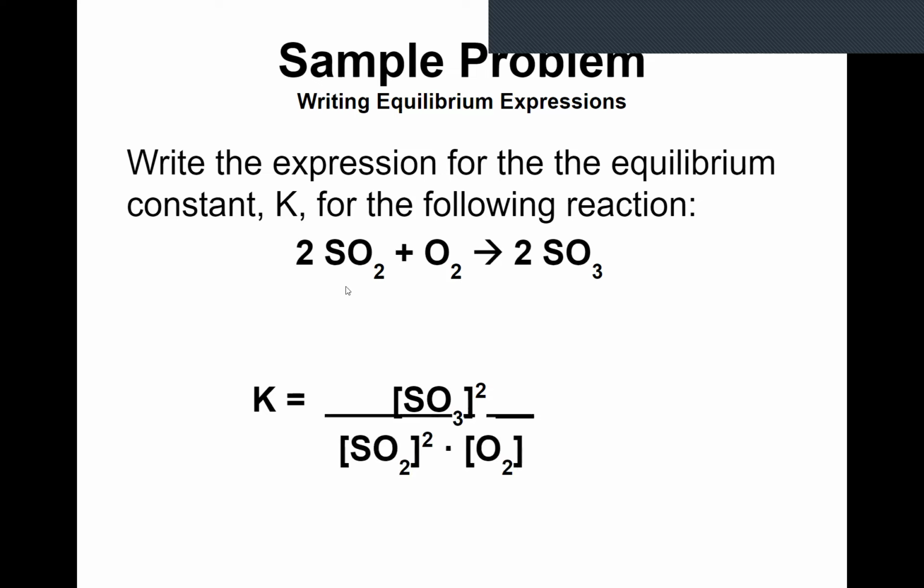Then we're going to turn our attention to the reactants, SO2 and O2. Since SO2 has a coefficient 2, we're going to make sure to put that as the exponent outside the brackets. So it's the concentration of SO2 squared times the concentration of O2, the other reactant. And since its coefficient is an implied 1, we don't need to put an exponent. Although if you felt like it, you could write a 1 exponent. It just doesn't change the mathematical nature of the calculation.